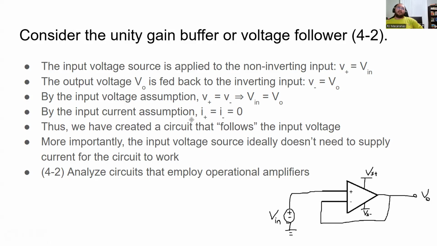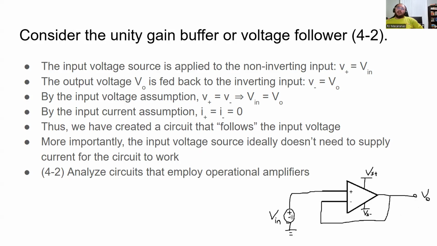So what we've done here is we've created a circuit that follows the input voltage, right? That's why it's called the voltage follower, or this unity gain buffer, because there's a gain of one. The input is equal to the output. And more importantly, this input voltage source doesn't really need to supply any current. This output voltage is just tracking the input voltage. And so that can be helpful when we're trying to drive some kind of circuit downstream.